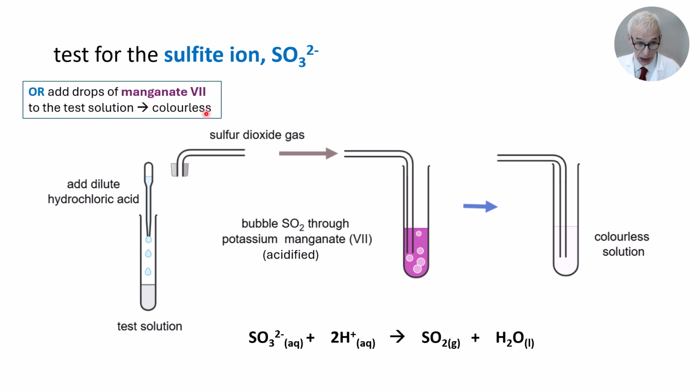However, there is an alternative test for the sulfite. You just add drops of manganate 7 to the test solution and the manganate 7 will change color to colorless. The disadvantage of this, although it is very easy and convenient, is that quite a few other substances turn manganate 7 colorless. So this test will do fine in terms of GCSE, but this is probably the more accurate or chemically accurate test.